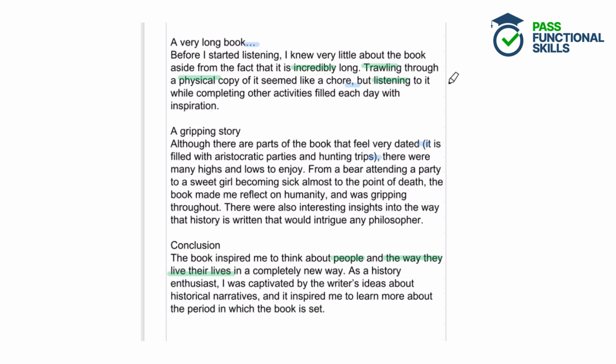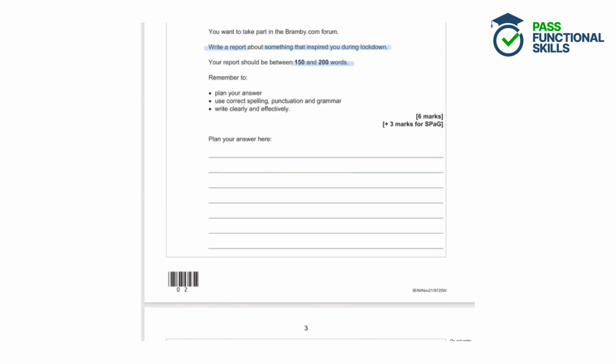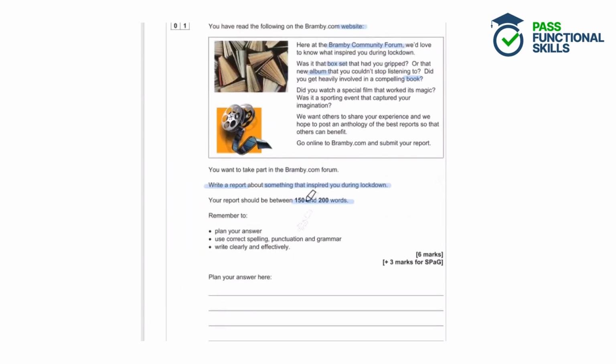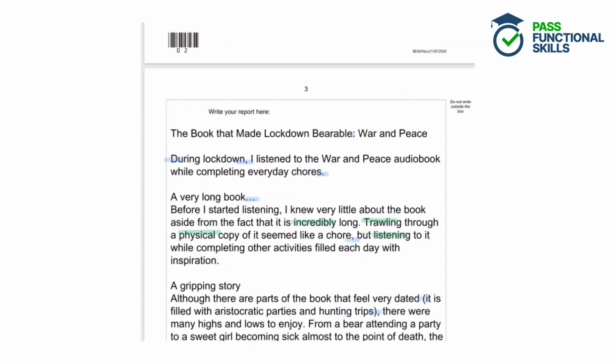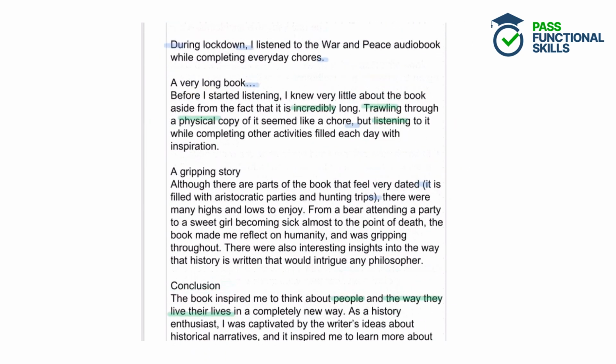You also need to make sure that your answers are an appropriate length and include appropriate details. So if we take a look at the question, we know that we are supposed to write between 150 and 200 words, and this answer satisfies that word count. We've also got a range of relevant details that have been included.